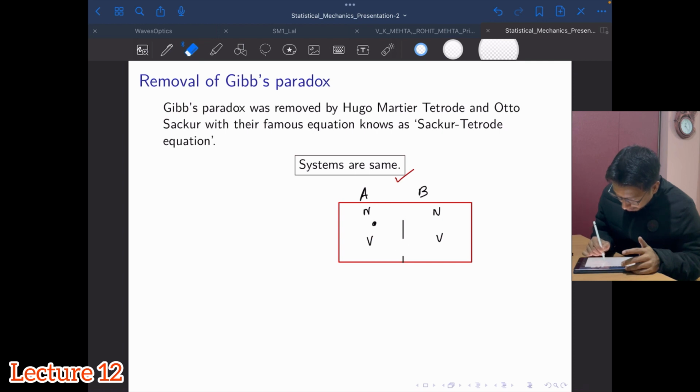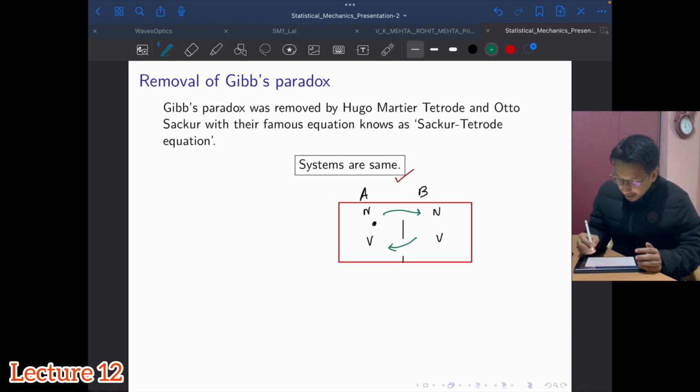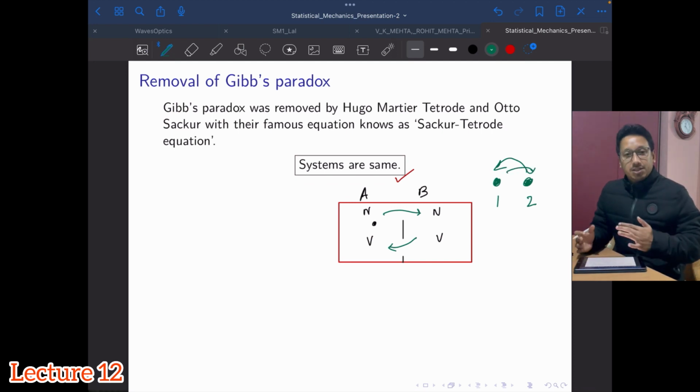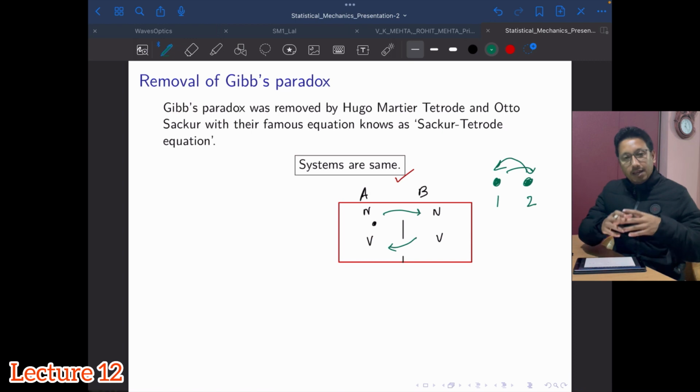Let's say a little bit removed. When I remove the partition, the molecules from the A side will go to the B side, and from the B side will come to this side. When they start mixing up, which particle is going to which corner of the system is indistinguishable. Meaning, if I have two indistinguishable particles, these are position 1 and position 2, let's say. If I interchange these particles' positions, we cannot make out that we created a new state. That was the problem here. So systems being the same means that both systems A and B are alike.